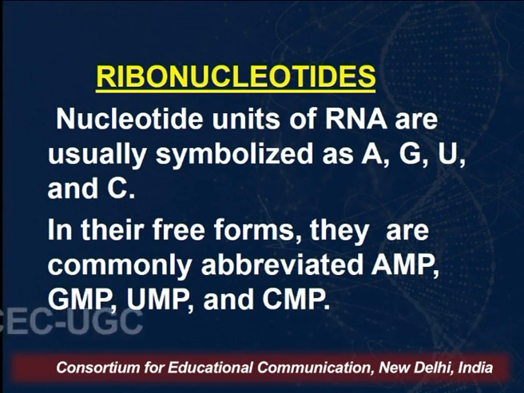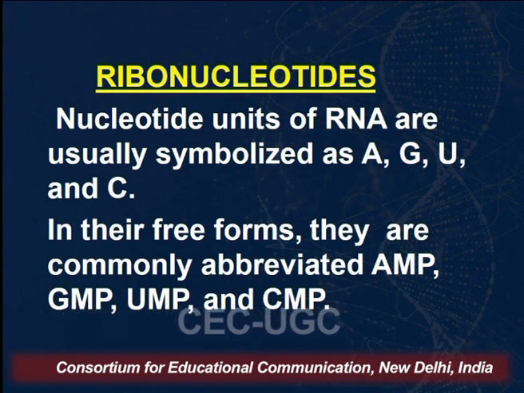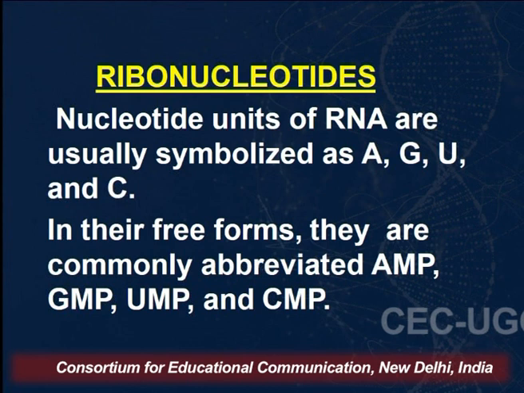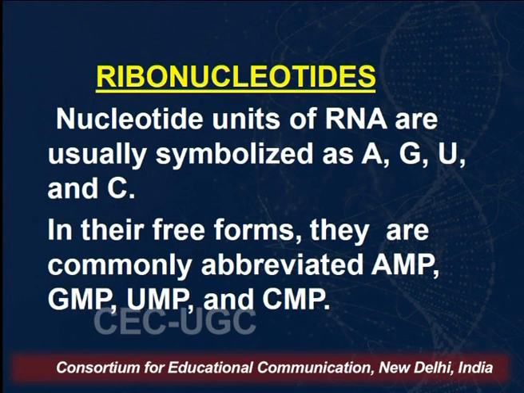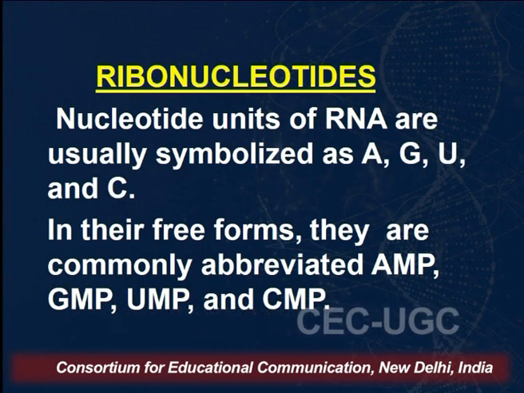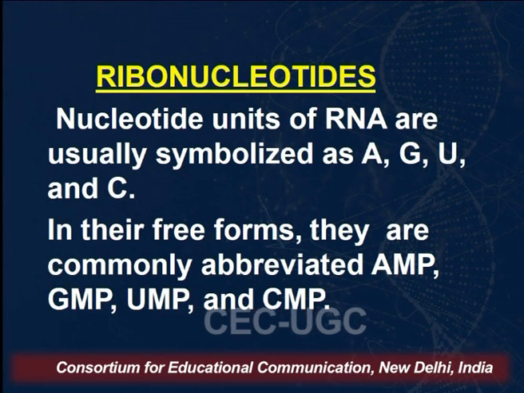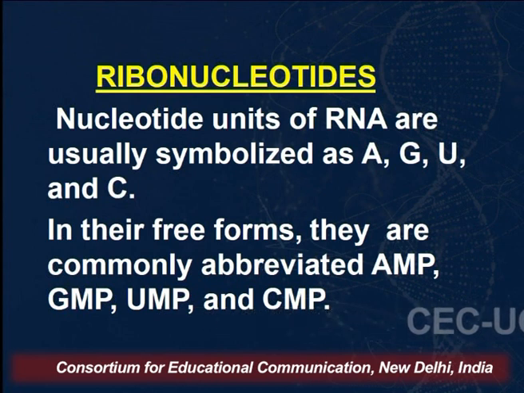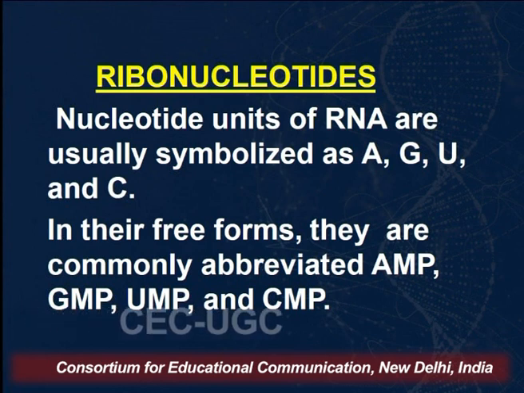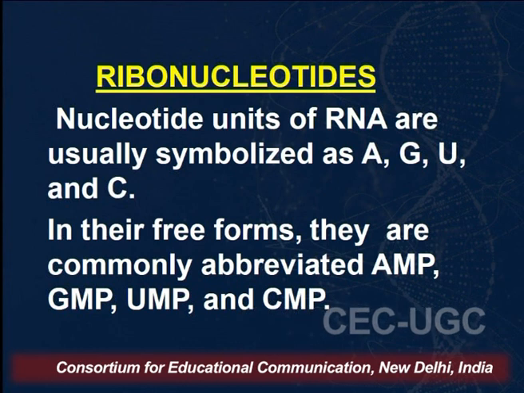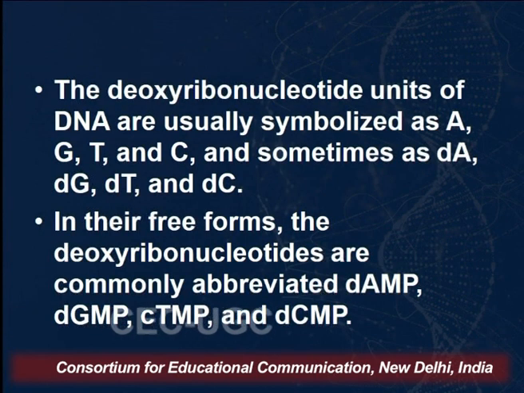So nucleotide units of RNA are usually symbolized as A, G, U and C, that is adenine, guanine, uracil and cytosine. Please remember, these nucleotides can also exist in a free form, and when they exist in the free form, they are commonly abbreviated as AMP, that is adenosine monophosphate, GMP guanosine monophosphate, UMP uridine monophosphate, and CMP cytidine monophosphate.